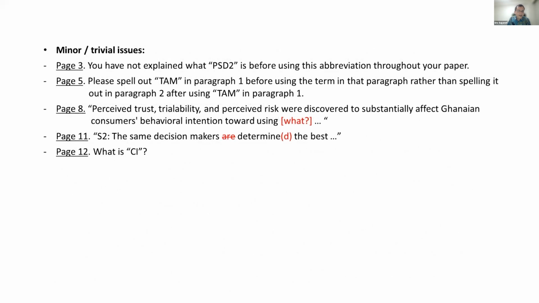All right. These are just some minor or trivial issues. It would be better if you explain what PSD2 is before using the term throughout your paper, and the others are trivial. And then, what is CI? Maybe you can explain it in your paper. That's all from me. Thank you.